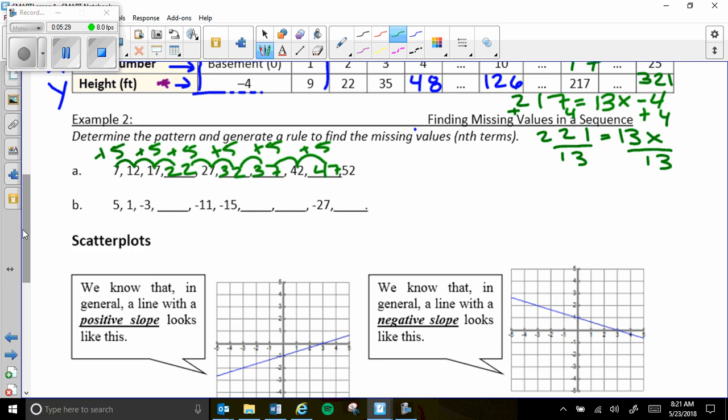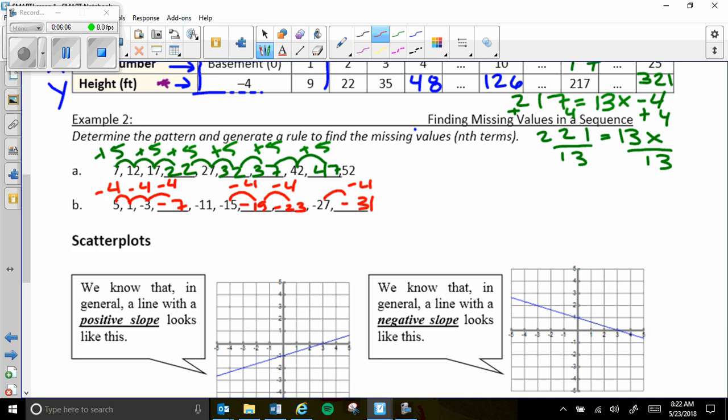Okay. Now looking at example B, how do I get from 5 to 1? This time I'm subtracting 4. To get from 1 to negative 3, I subtract 4. So negative 3 minus 4 would give me a negative 7. Negative 15 minus 4 would give me a negative 19. Again, I'm going to keep subtracting 4. Negative 19 minus 4, and then negative 23. And then negative 27 minus 4 would give me a negative 31.